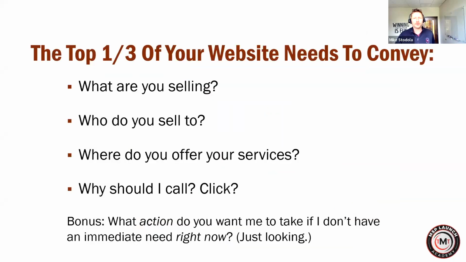So the top third, this is called the upper third of your website. It's basically what shows up without scrolling. It needs to convey what are you selling, who do you sell to, and where do you offer your services. So what, who, and where. And then fourth, why should I call or click? You've got to give them a reason to call or click on that.